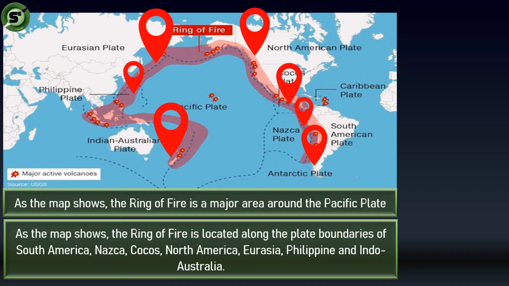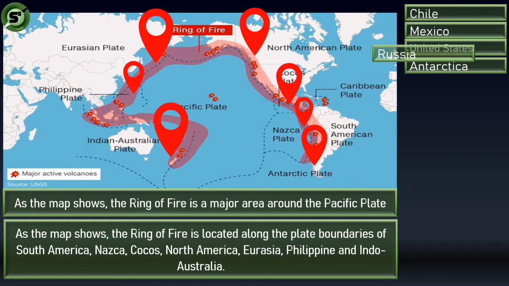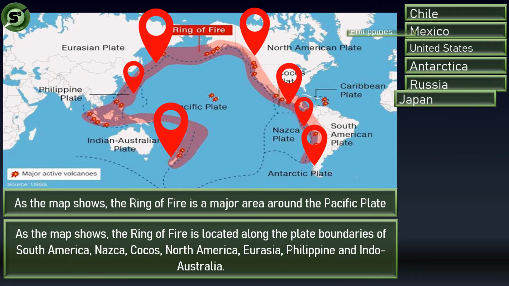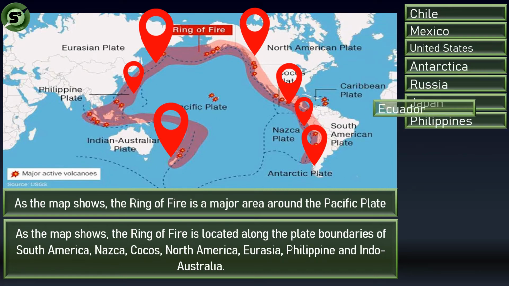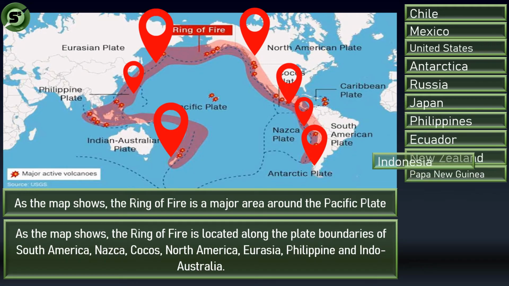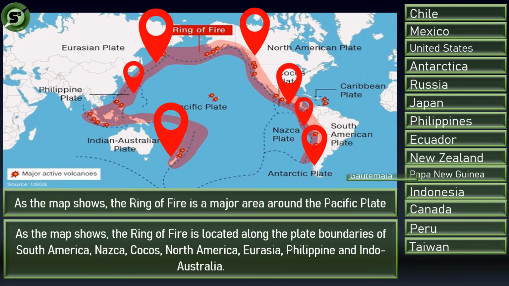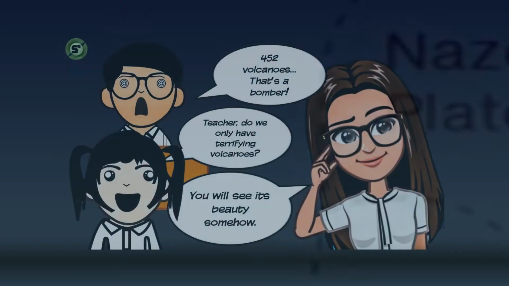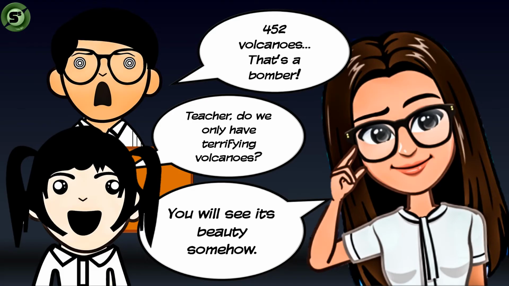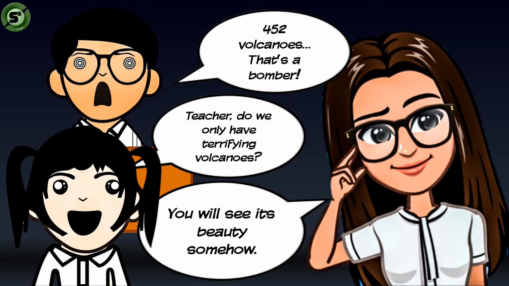Some countries around the Pacific Ring of Fire are Chile, Mexico, the United States of America, Antarctica, Russia, Japan, the Philippines, Ecuador, New Zealand, Papua New Guinea, Indonesia, Canada, Peru, Taiwan, Guatemala. These countries usually encounter earthquakes. Before we continue our discussion, let's watch this short clip. You will see how amazing landforms found on the planet because of plate boundaries.